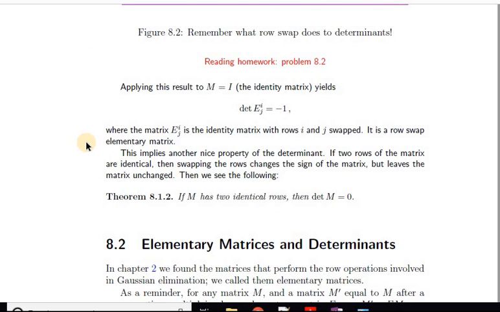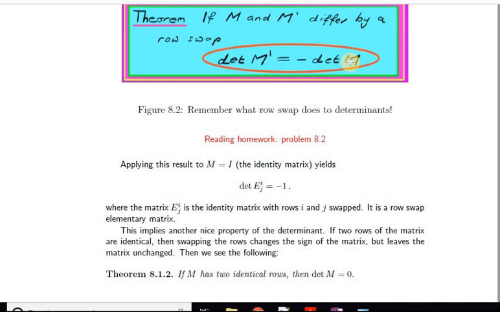Now amazingly, this gives us a neat fact for free. Suppose I have a matrix that has two rows the same. Think about that: a matrix with two rows the same. If I swap those two rows, then I haven't changed the matrix. But according to this argument, I've changed the sign of the determinant.